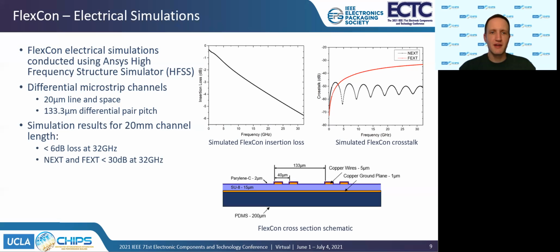The top left figure shows the insertion loss of a channel with a length of 20 millimeters up to 32 gigahertz, and we see here that the insertion loss is less than 6 dB. Near end and far end crosstalk results are in the top right figure, where we see less than 30 dB for both at 32 gigahertz.